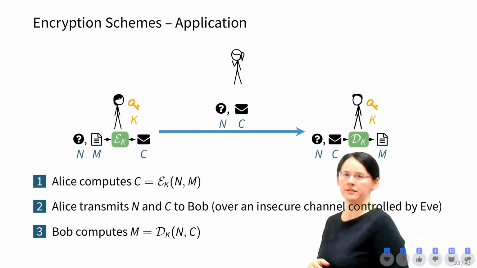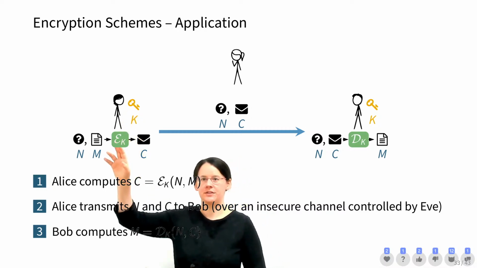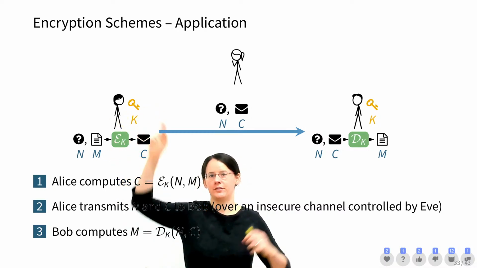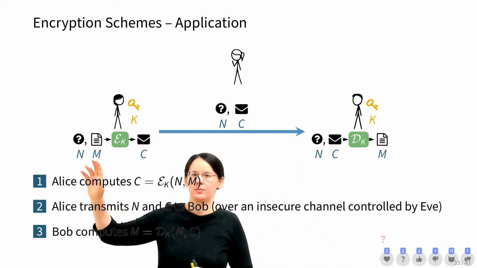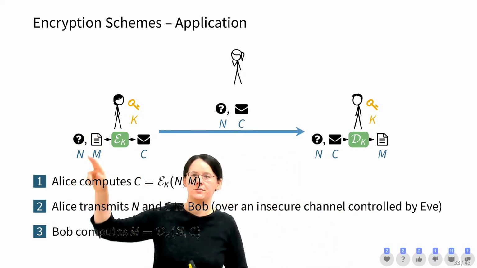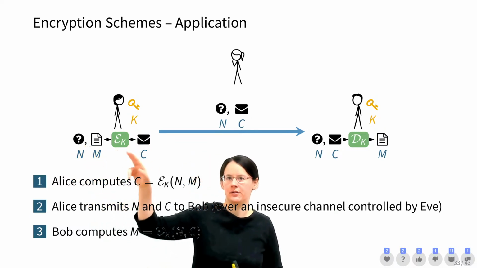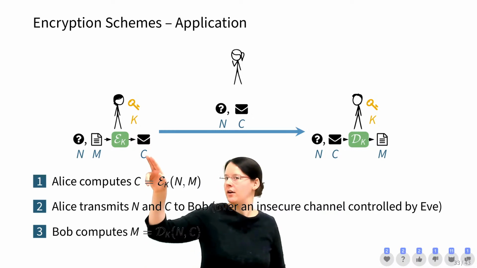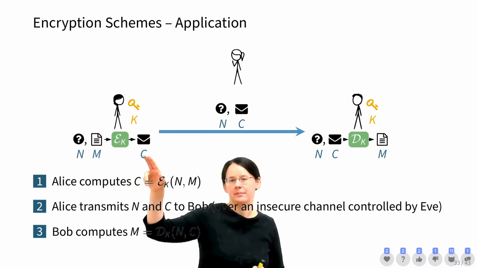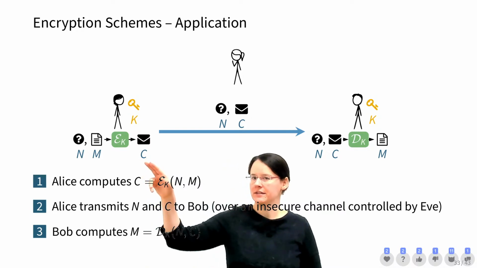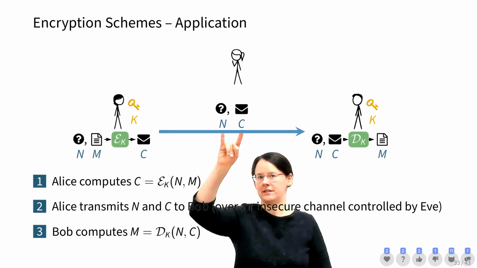So how do we use the scheme? So Alice, if she wants to send a message to Bob, needs to have a shared secret key with Bob. She takes the message she wants to encrypt, plus the nonce value that she generated in some way, and plugs them into the encryption algorithm. She will get a ciphertext of approximately the same size as the message. It might be a tiny bit longer for padding reasons, but otherwise the same. And now she needs to send both of these values.